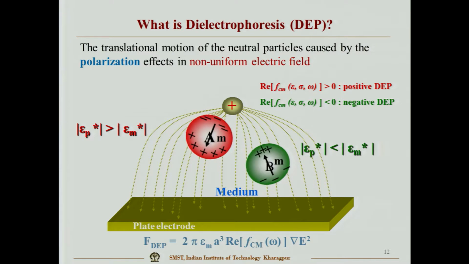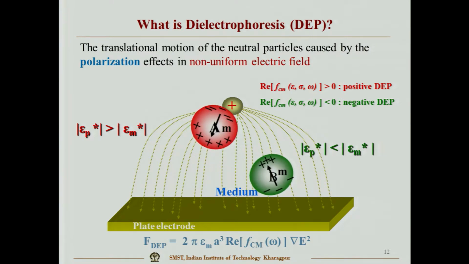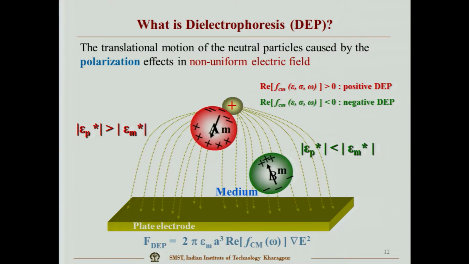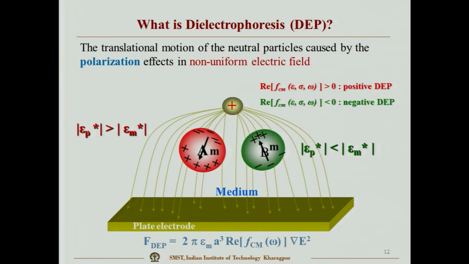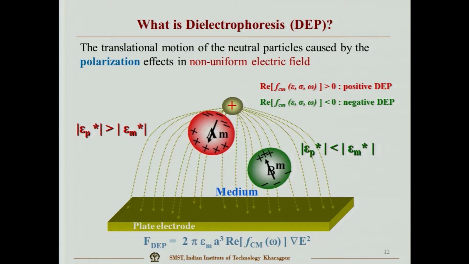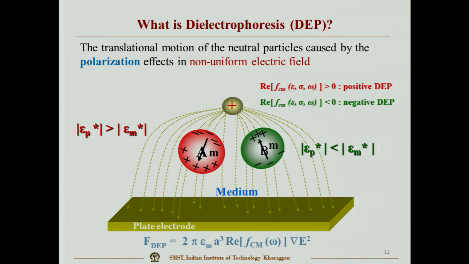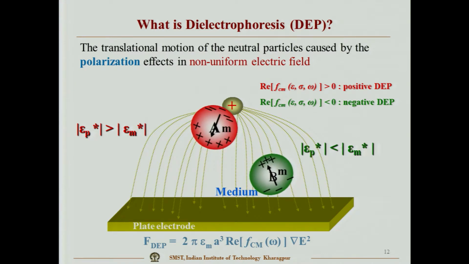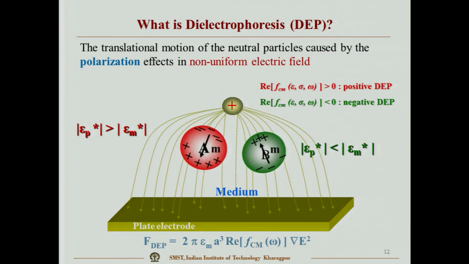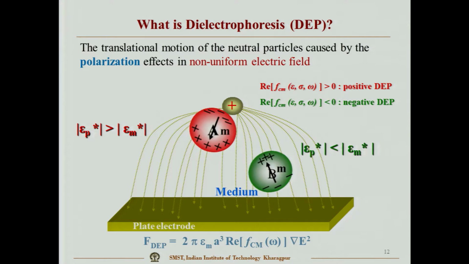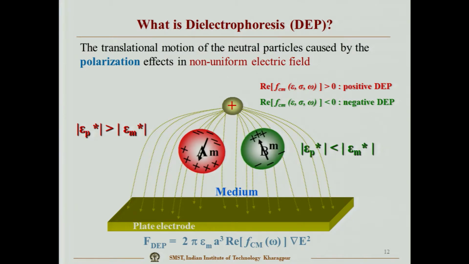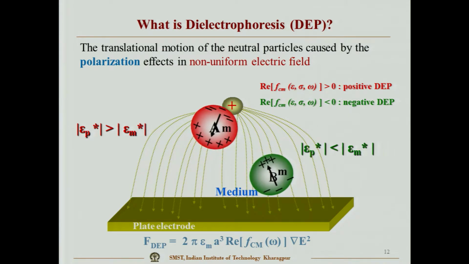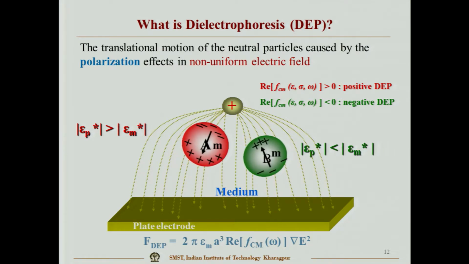So, what is dielectrophoresis? It is the translational motion of a neutral particle caused by the polarization effect in a non-uniform electric field. Here you can see this is one electrode, which has a very large area, and on the other side you have another electrode which is very small. Okay. So, this is one electrode we can consider, and here I can consider a pointed electrode.